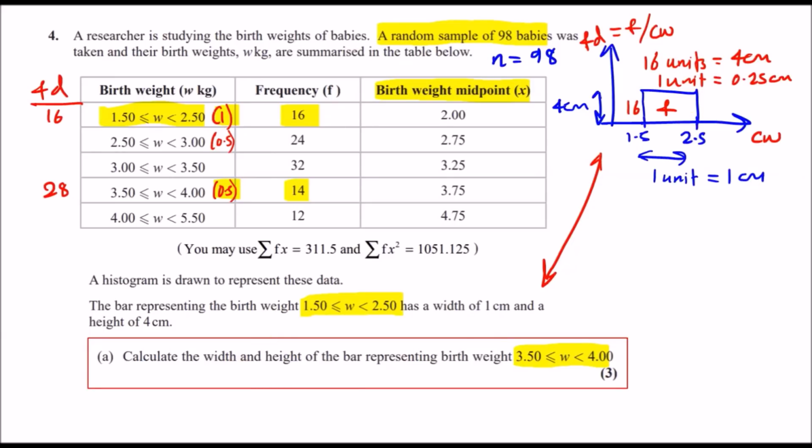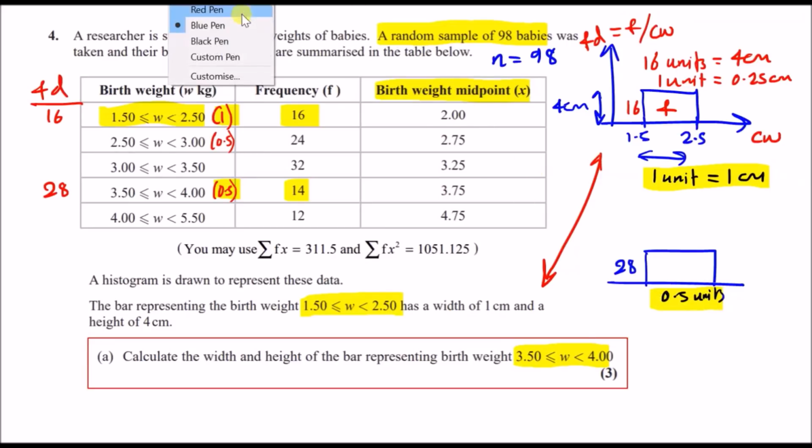Now going back to the question, it says to calculate the width and height of that bar. So again, draw another rectangle. Let's keep it simple. We know that in this group it's between 3.5 to 4, so it's 0.5 units. We know the frequency density is 28 units. Now matching it using the things we have: for the width, we know that 1 unit is 1 centimeter, so it's literally 1 to 1. That means for the width, 0.5 units is also 0.5 centimeters.